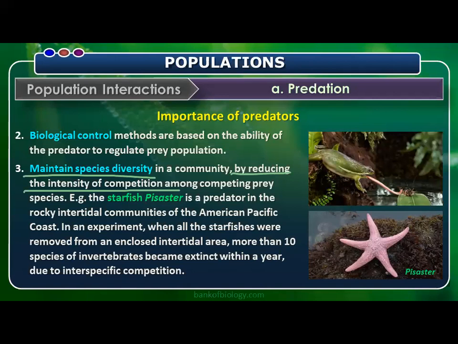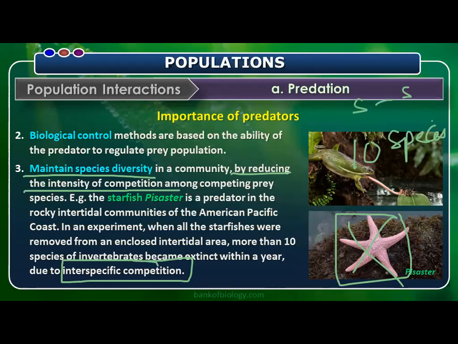The starfish Pisaster is the best predator in the intertidal communities of the American Pacific coast. It is the major predator in that area. In an experiment, when all the starfish were removed from an enclosed intertidal area, more than 10 species of invertebrates became extinct within a year. Why? Due to interspecific competition. Those species fight among themselves.